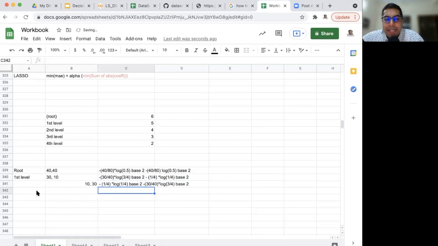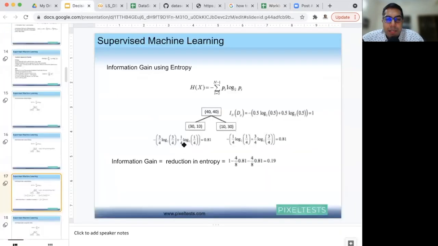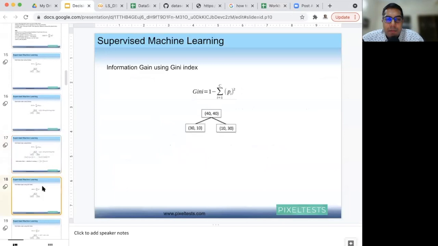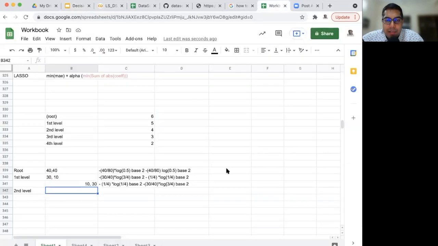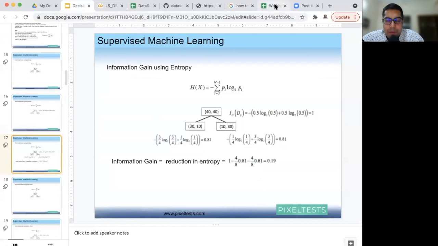Okay, so that completes the first level. Now let's look at the second level. Is there a second level? Okay, there's no second level. So I got values of 1. If you calculate this root, you get 1. It so happens it's 1. Okay, it need not be 1 all the time. So for the first level, if you calculate, I think it's 0.81. 0.81 and 0.81.